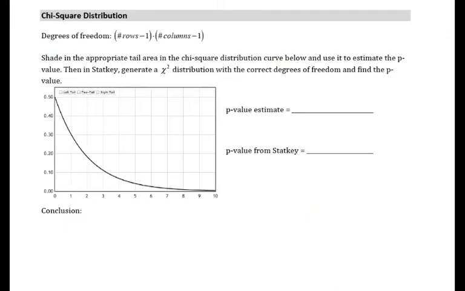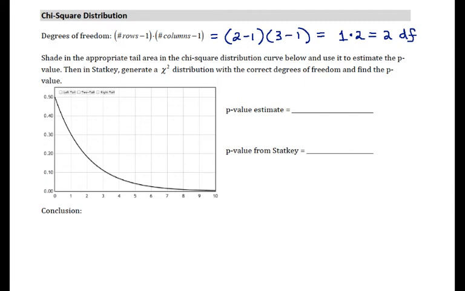So for our chi-square distribution, recall that in one variable we said it was the number of categories minus 1. Well, here we have categories for both variables. So for one of the variables, that's going to be the number of rows minus 1. For the other variable, that's going to be the number of columns minus 1. And what we do is we take the product, we multiply. So in our example, we have 2 rows times 3 columns, and therefore we have 1 times 2, or 2 degrees of freedom.